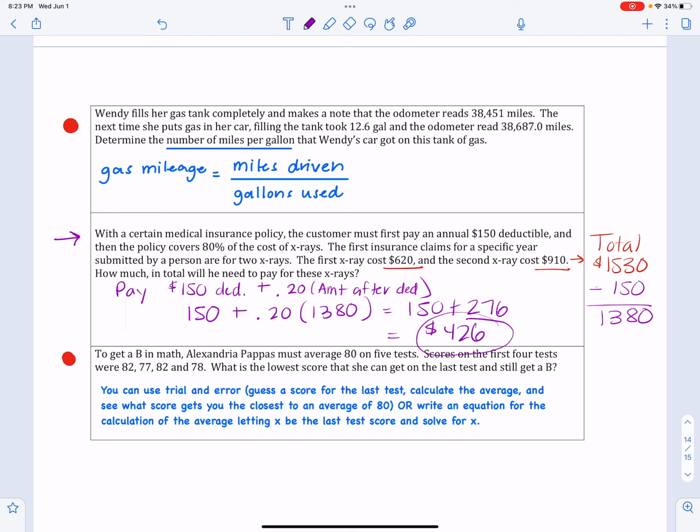So the big thing to note here is you have to take the deductible out to compute the right percentage. But then if you're talking about the total amount paid, you've got to add that back in at the end to get their total amount.